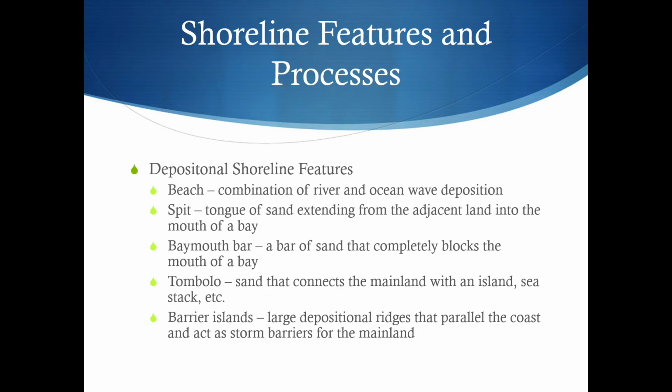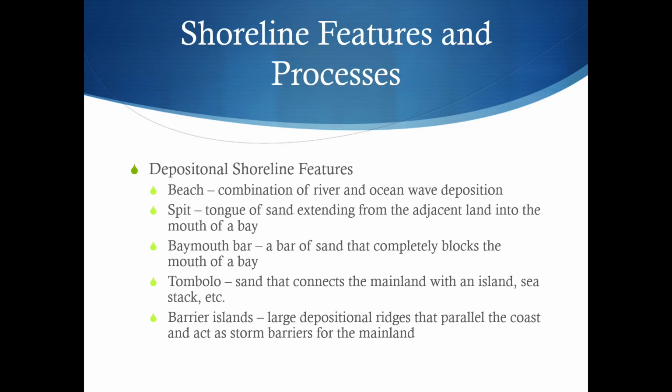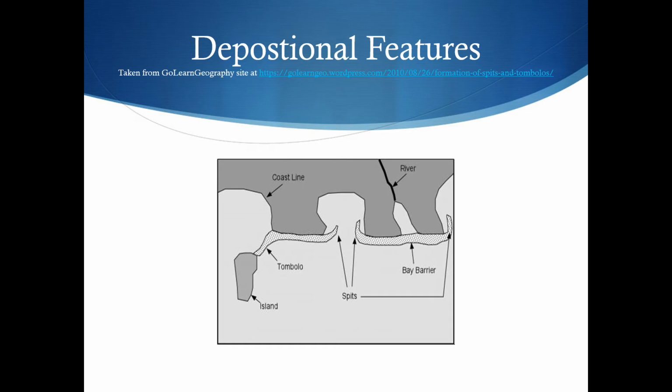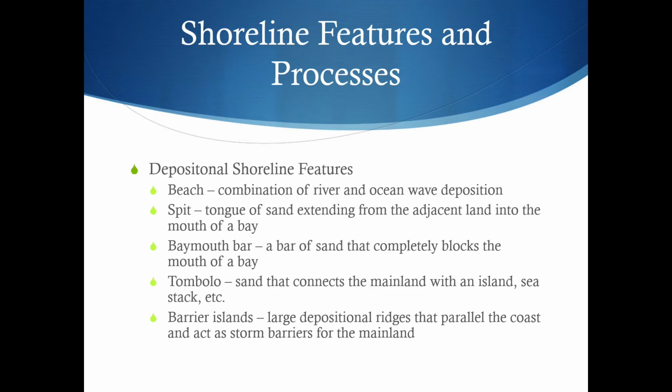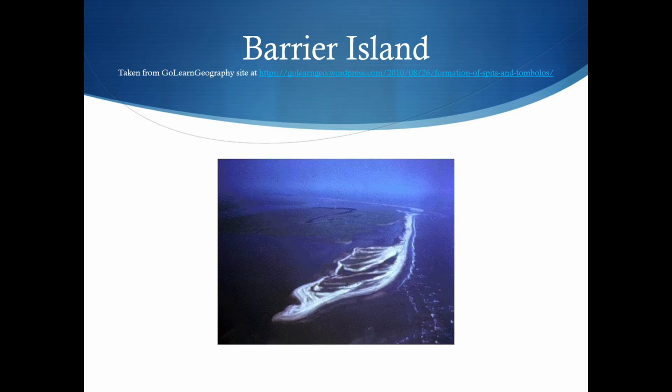This is all deposition. Bay mouth bars are a bar of sand that completely blocks the mouth of a bay. You'll see, they call them a bay barrier here in this diagram. A tombolo is sand that connects the mainland with an island or a sea stack. There's a tombolo on the left. There's that island out there. You can see the sand that connects the mainland to the island. That's a tombolo. And then a barrier island is a large depositional ridge that parallels the coast and acts as a storm barrier from the mainland. This doesn't have a picture of one, but this is a picture of a barrier island here. If you've ever been to Atlantic City, New Jersey, Ocean City, Maryland, Nags Head, North Carolina, then all of those are barrier islands.